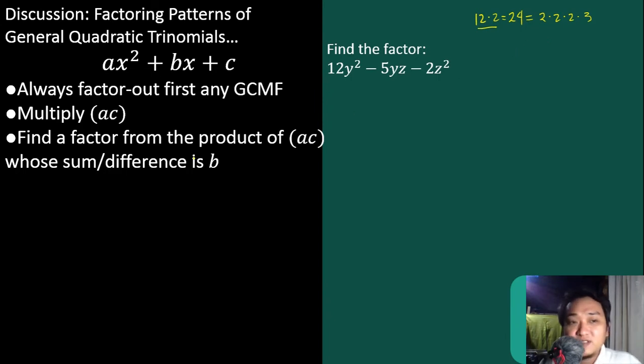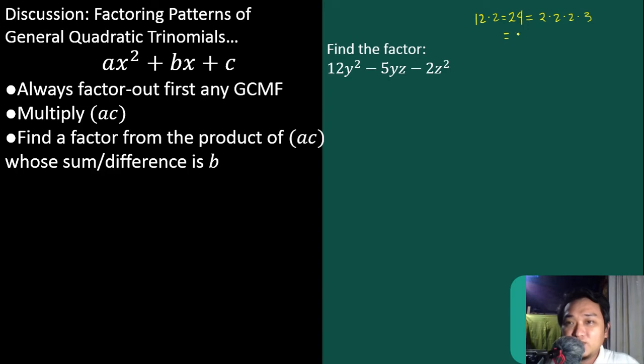Now, the next thing that we're going to do is to find a factor from the product of AC whose sum and difference is B. Kaya tulad nga nung sinabi ko kanina, maghanap tayo ng factor ni 24 na pagka inadd natin or sinubtract natin, magiging 5. Okay. So, isa na doon si 12 times 2. What else? Para hindi tayo mahirapan, gamitin natin yung prime factors niya. Okay, so we can make use of 12 times 2.